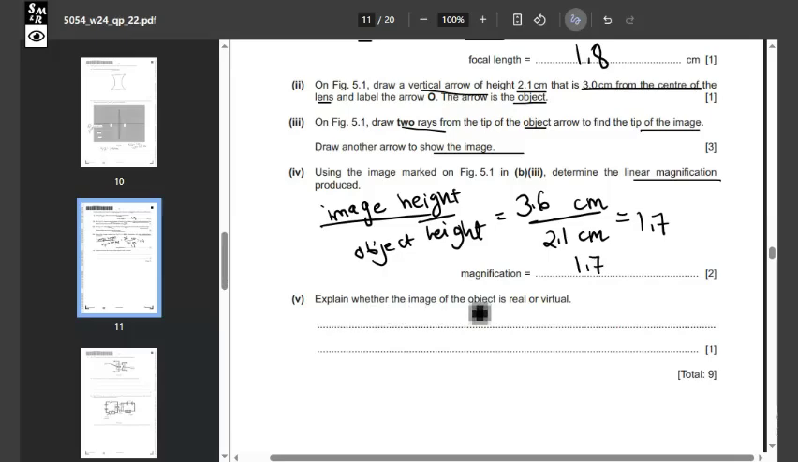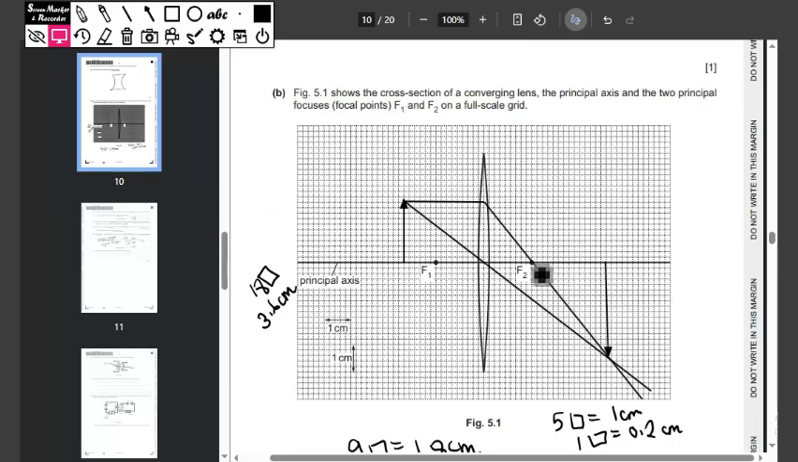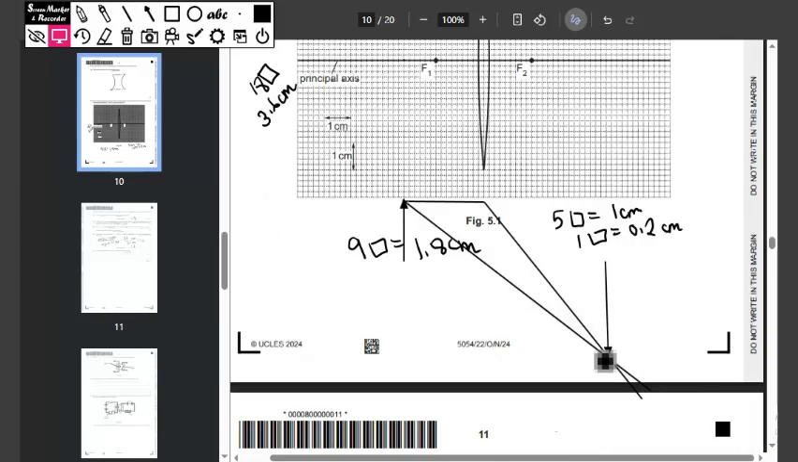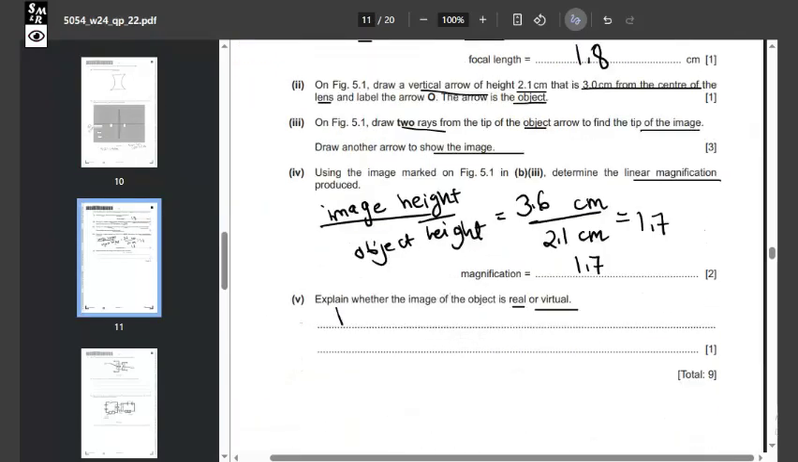Roman 5. Explain whether the image of the object is real or virtual. So how do you understand if the image is real or virtual? You have to understand that if the image is formed by two of the light rays converging together and meeting at a single point, the image will be real. And if the light rays do not meet at a single point, the image will be virtual. So in this diagram, the light rays are converging and they meet at this single point. So that means that the image formed is real.